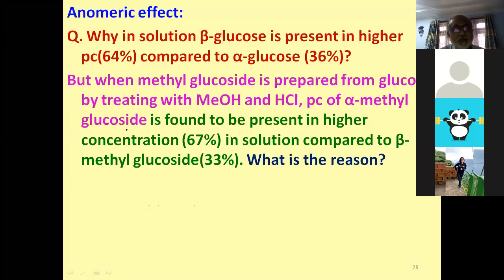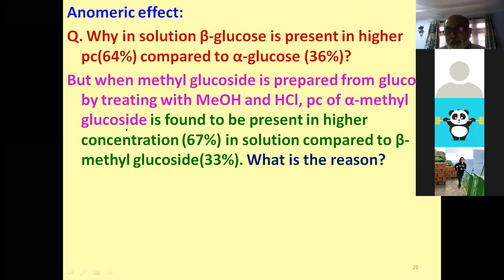Come to the second part of the question. When methyl glucoside is prepared from glucose by treating with methanol, and after that you isolate it, it will be both alpha glucoside and beta glucoside. Now in the mixture, what you will find is that alpha glucoside is present in higher concentration, just the opposite. It is 66% and beta is 33%.